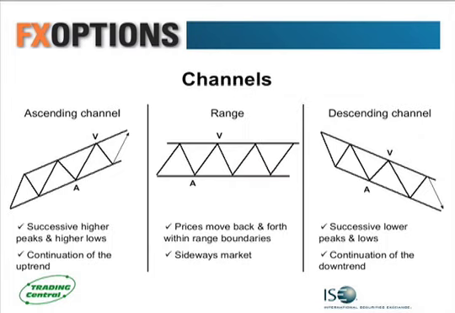We will focus on channels. So we have three kinds of channels. The first one on the slide is the ascending channel. The ascending channel is shaped by successive higher peaks and higher lows. The lower boundary of the channel is parallel with the upper boundary of the channel.